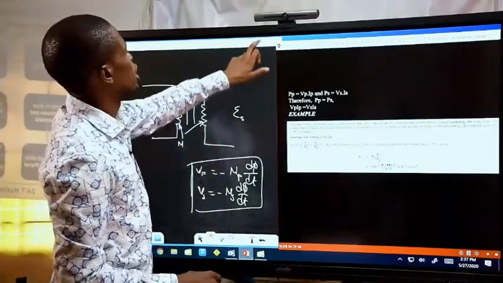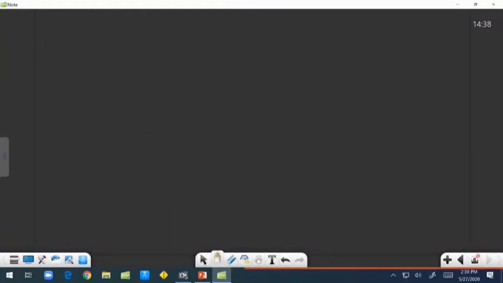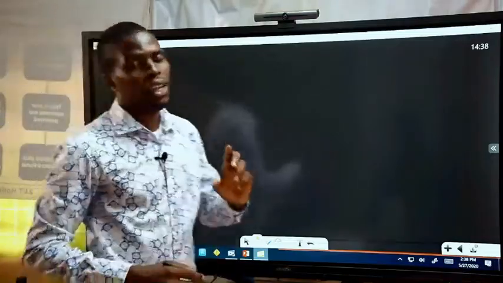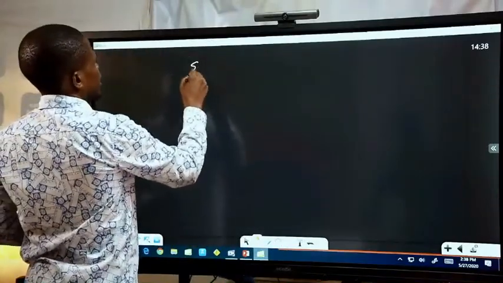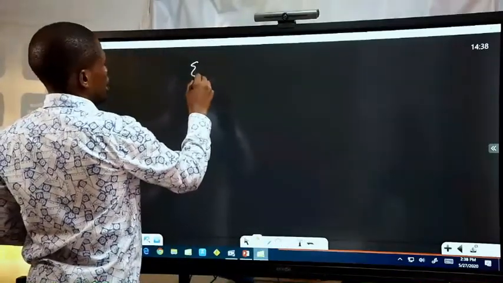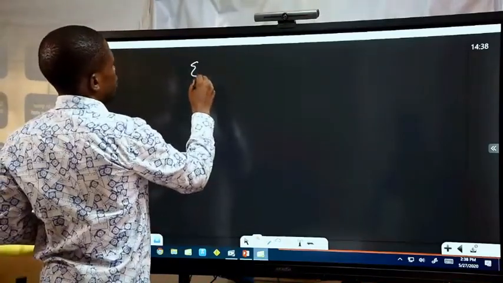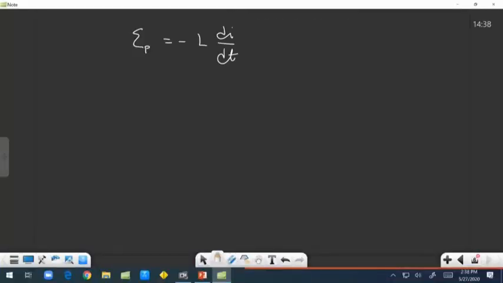So when we consider the equation of how to generate the relationship between the voltage and the current, we consider Lenz's law of electromagnetic induction, where we say that the induced EMF is always such as to oppose the change producing it. So we have the primary voltage equal to minus L di over dt. We call this equation 1. And we have the secondary as minus L di over dt.